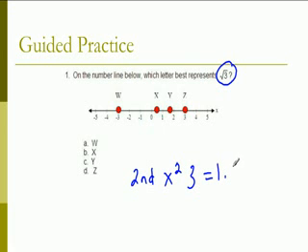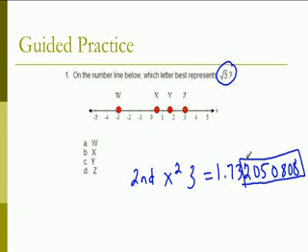Okay, you should get 1.732050808. It's a big number. In most of the cases, you can round to the nearest hundredth, so you can get rid of all these numbers. Since this is a 2, that's going to stay the same, so it's 1.73.